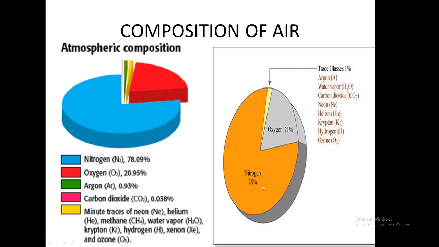From there the plants get it. Then the other animals, if they are consuming these plants, then through the plants they will also get the nitrogen in their body.